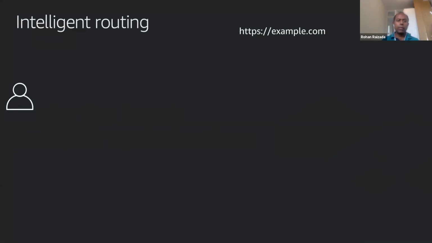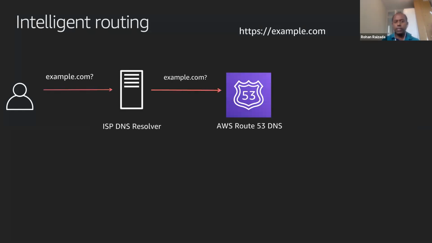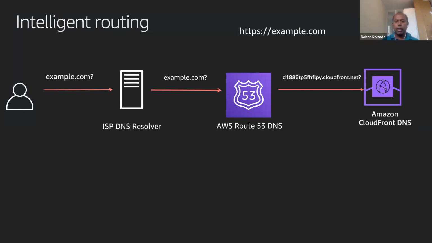So as part of this, let's say you have a viewer which is trying to access a site. In this case, we are calling this site example.com. The first thing which happens is they make a DNS query. It typically goes to their ISP resolver. If the ISP resolver doesn't have the answer, it will forward it recursively to Route 53. And Route 53 will see that this belongs to a CloudFront domain, and it will send it to CloudFront to resolve it.